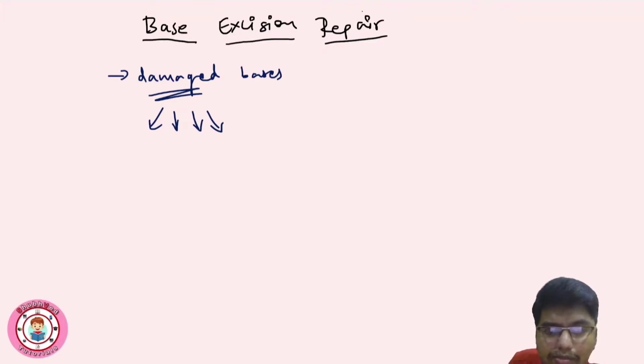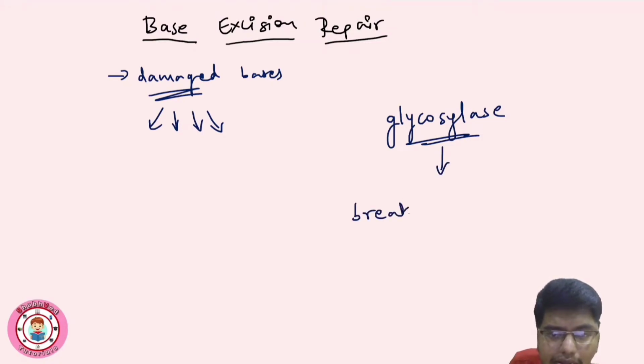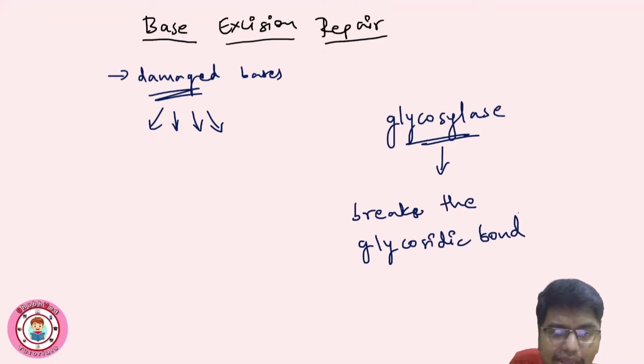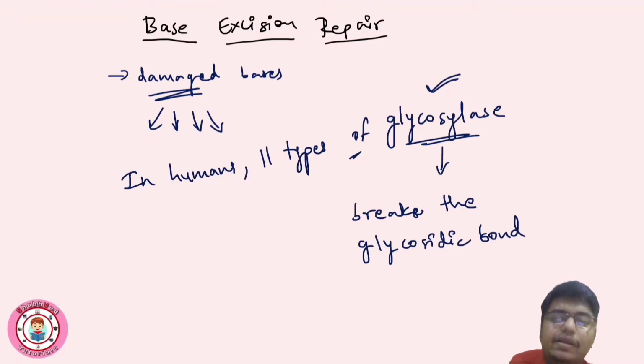This is done by the enzyme known as glycosylase. Glycosylase breaks the glycosidic bond. We can understand from the name glycosylase, right? This enzyme is very specific according to the DNA damage. And in humans, 11 types of glycosylase are present, right?